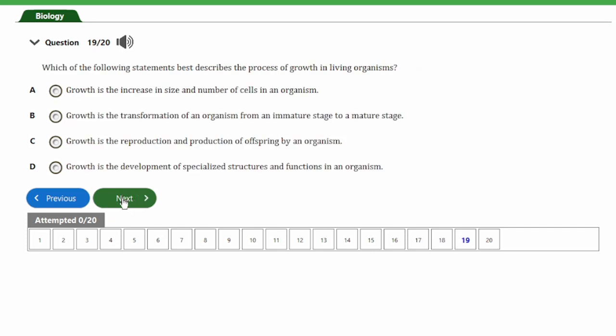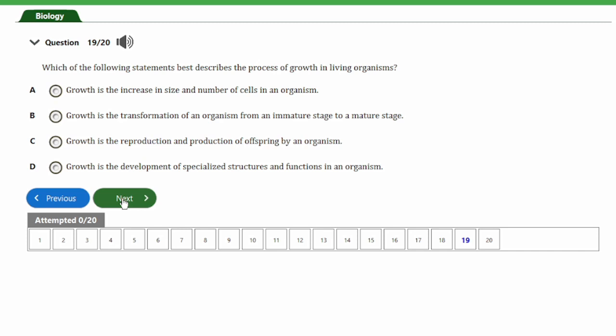It says, which of the following statements best describes the process of growth in living organisms? A. Growth is the increase in size and number of cells of an organism. B. Growth is the transformation of an organism from an immature stage to a mature stage. C. Growth is the reproduction and production of offspring by an organism. And D. Growth is the development of specialized structures and functions in an organism.